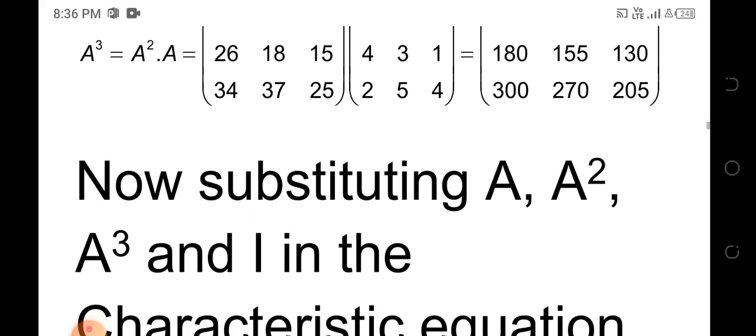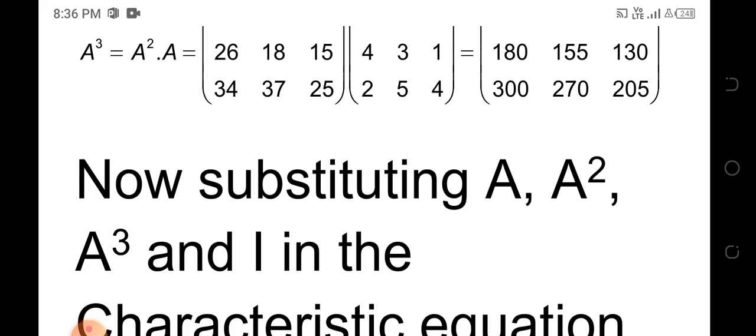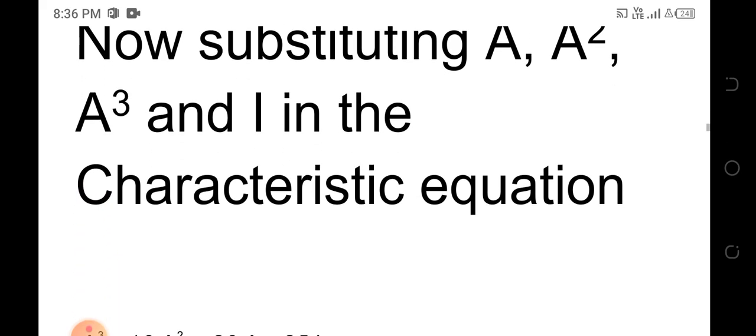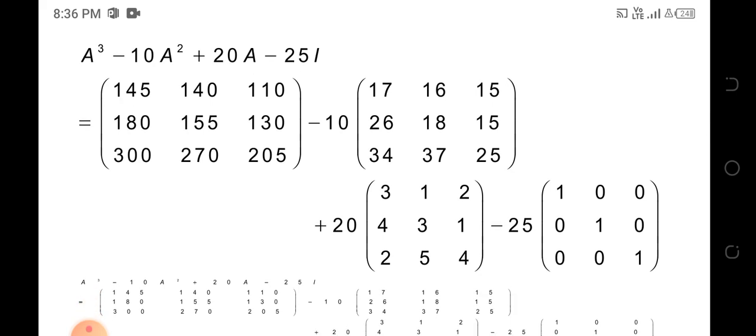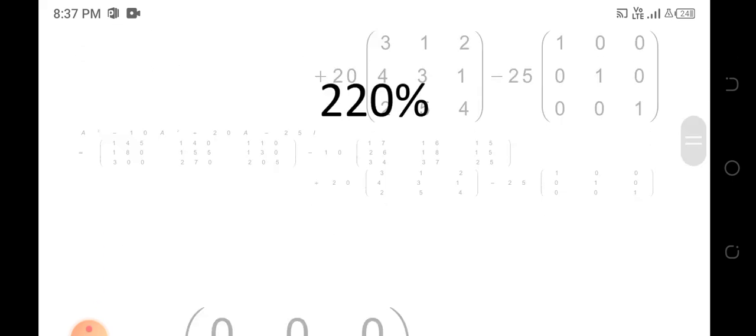And then you are now substituting A square, A cube and I in the characteristic equation. So you have to write all the values you have obtained from the multiplications, with the higher powers. Now you have to write these values, and then you have to do the calculations. Just do the calculations.